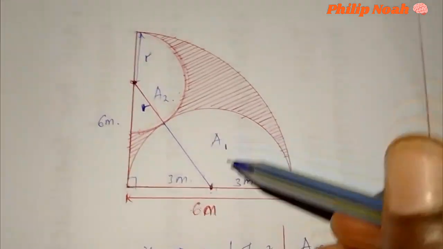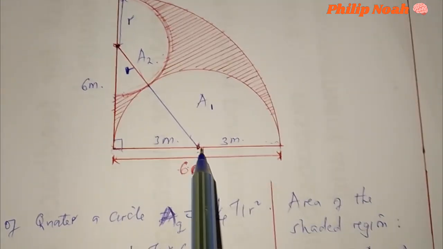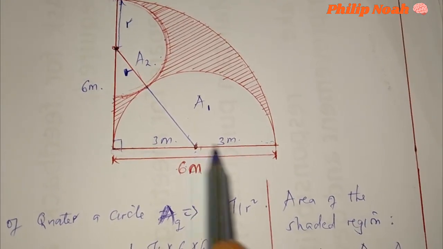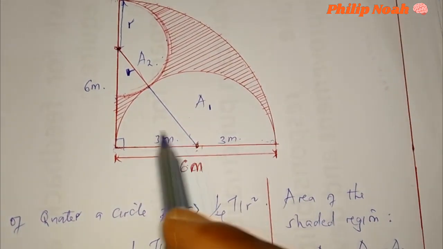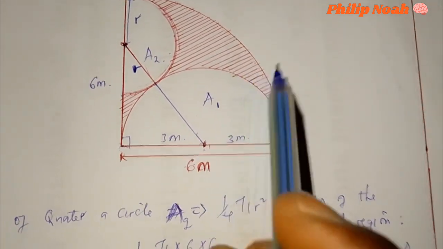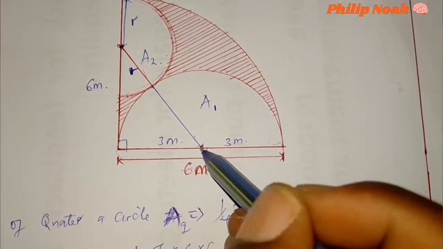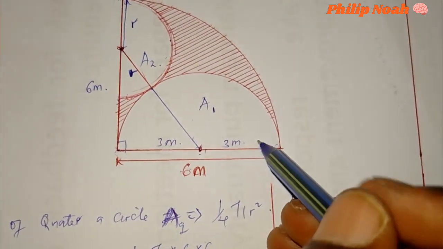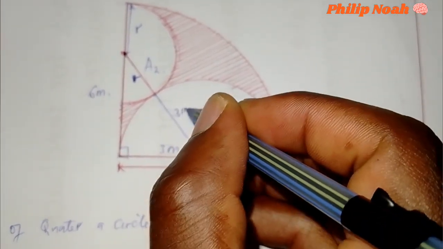The same case for this semicircle here. The radius is from this point to the circumference, this point to the circumference, this point to the circumference. So the distance from this point to this point will also be 3 meters, since the radius of this larger semicircle is 3 meters. So this will also be 3 meters.